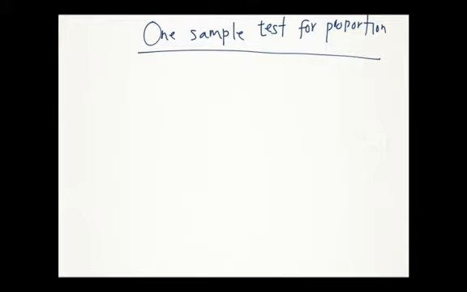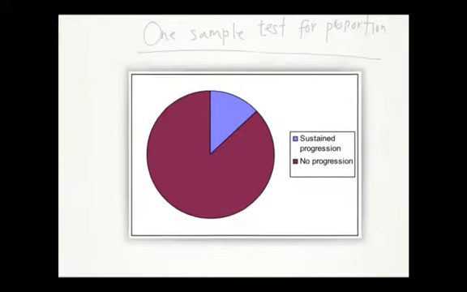The study design here is we define a response to therapy as whether or not a patient experienced sustained progression after 2 years. And the question is, was the number of patients who experienced sustained progression significantly different than 0.2 or 20%? So let me show you the results from the study. Here's this pie chart.